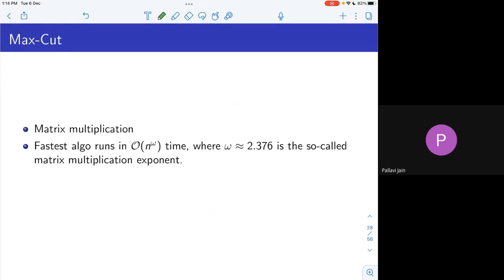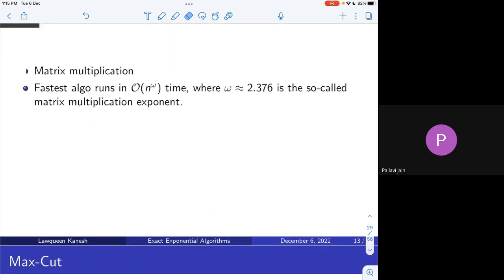So this is what I have checked, and you can go and refer, and maybe we can do worse or better, but this is what I have seen in literature. So omega is strictly less than this number, 2.376. Okay. So what we will do now for max cut is, we will use this somehow. We will use matrix multiplication.